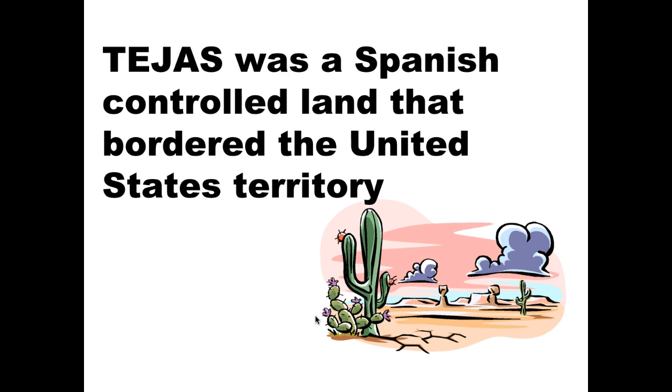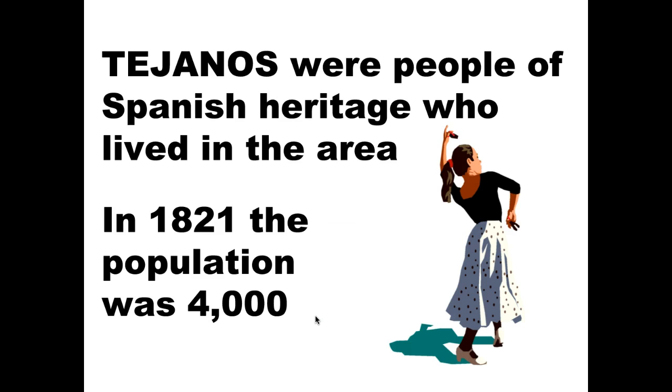So it's known as Tejas. It's a Spanish-controlled land, borders the United States. Tejanos were the people of Spanish heritage that lived in this area. And to give you an idea of the population, because we're going to talk about how it grows here, in 1821, the population of this area was about 4,000 Tejanos. So about 4,000 Spanish people living in this particular area.